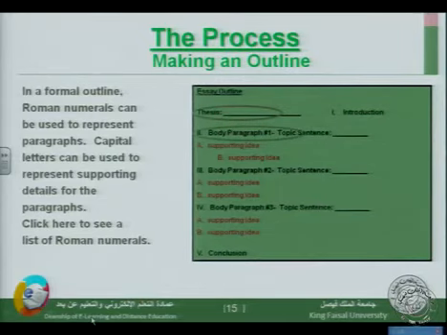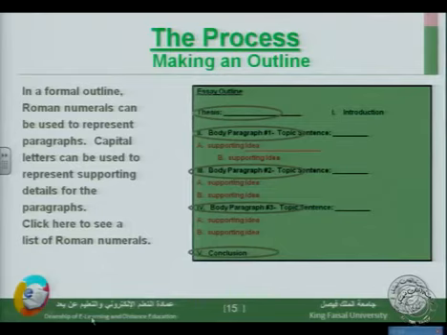And also we have talked about the process of making an outline. In a formal outline, sometimes we use numerals, and you know it's not a must to follow these, but what we usually do is use Roman numerals to present the paragraphs, like this one, this one.